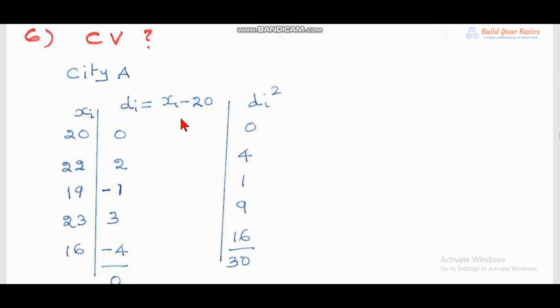Let us take assumed mean 20. So Di equals Xi minus 20. 20 minus 20 is 0, 22 minus 20 is 2, 19 minus 20 is minus 1, 23 minus 20 is 3, 16 minus 20 is minus 4. Sigma Di is 0. Di squared: 0 squared is 0, 2 squared is 4, minus 1 whole squared is 1, 3 squared is 9, minus 4 whole squared is 16. Sigma Di squared is 30.